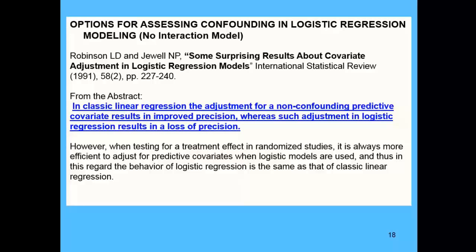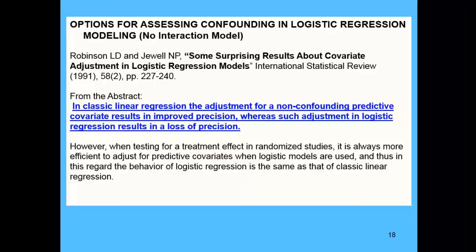You've got a variable like age. It's not a confounder, but it's a very strong predictor of the outcome. What do you think it might mean to put age in the model? Well, maybe even though you don't need it to control for confounding, it helps what? That's the other thing we're talking about. It helps precision. You put age in the model, you get a tighter confidence interval around whatever odds ratio or whatever regression coefficient you're talking about.